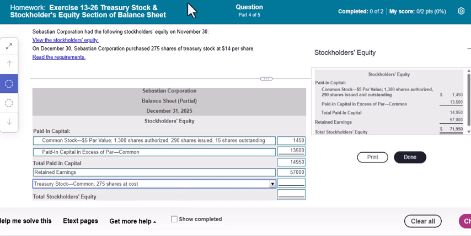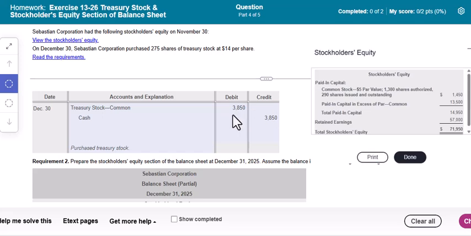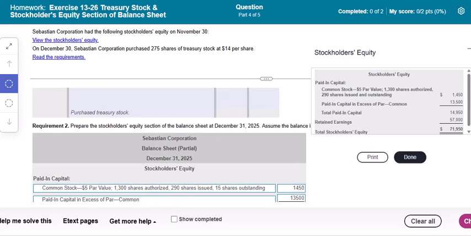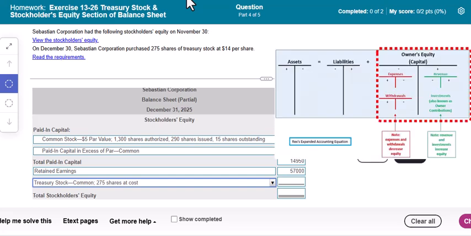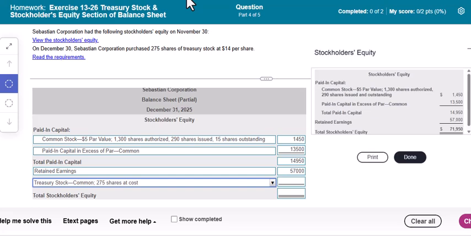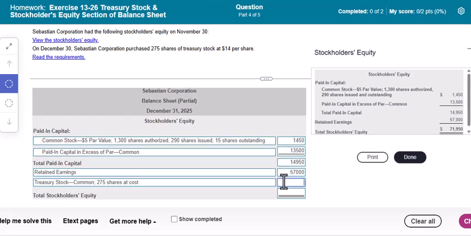And then what amount do we use for the treasury stock? Well, we'll just scroll back up. It's that $3,850 debit for treasury stock. So that is what we will be using down here. And one last thing before we do the math: is this a positive number or a negative number? In other words, what does treasury stock do to stockholders' equity? Remember, treasury stock is a contra equity, therefore it lowers it. So I'm going to put a minus here. You can either do the parentheses or the negative. So that is a negative 3,850.